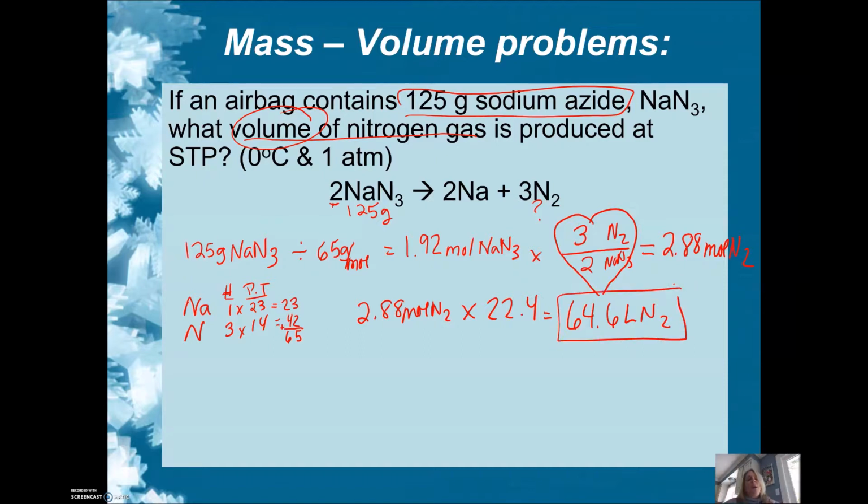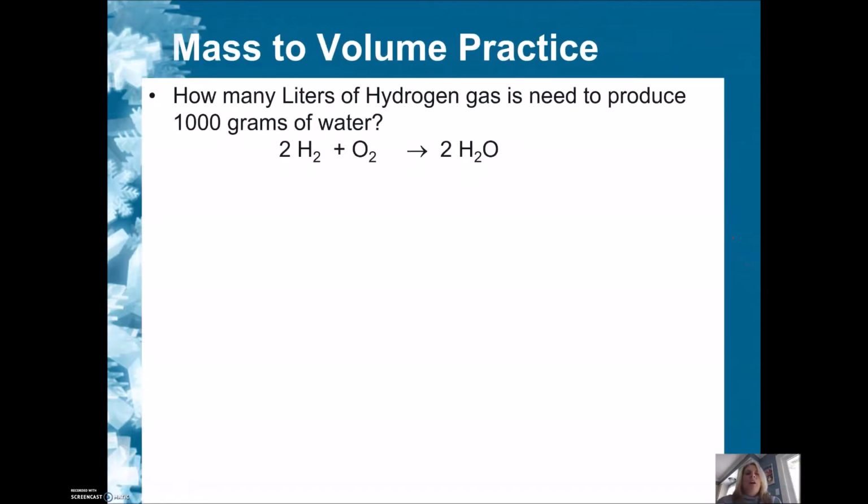All right, so mass to volume: balance your equation, write down the number of grams you've been given, divide by the molar mass of that substance, then do your heart, your mole ratio, and then the last step, multiply by 22.4. So let's try one more. All right, here we go.